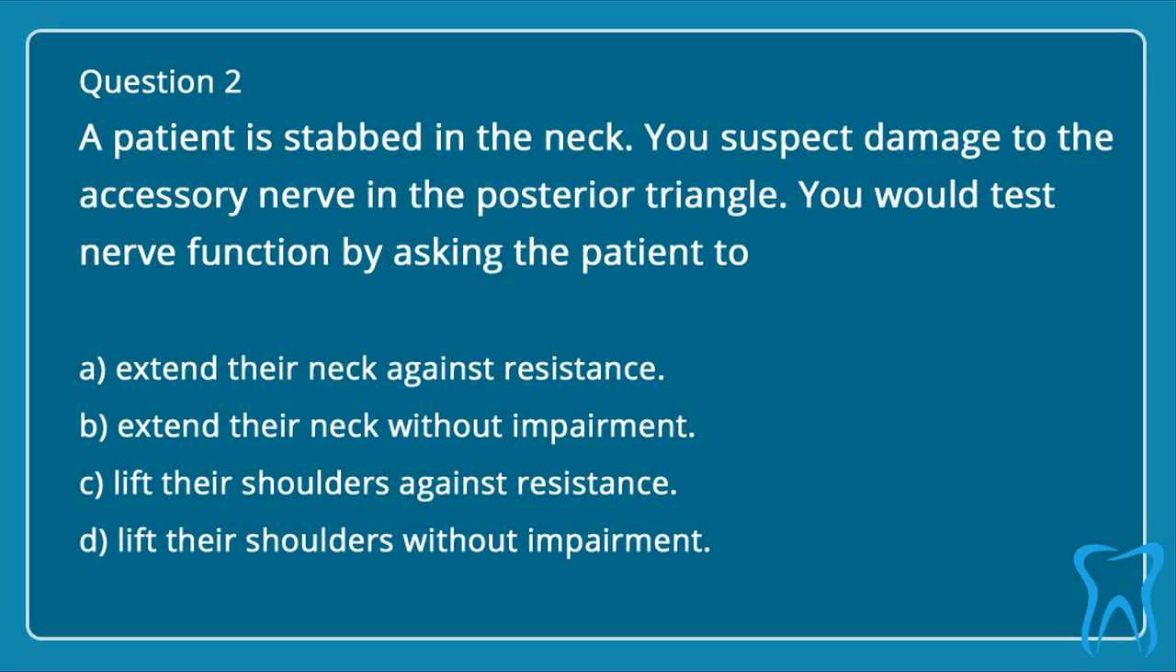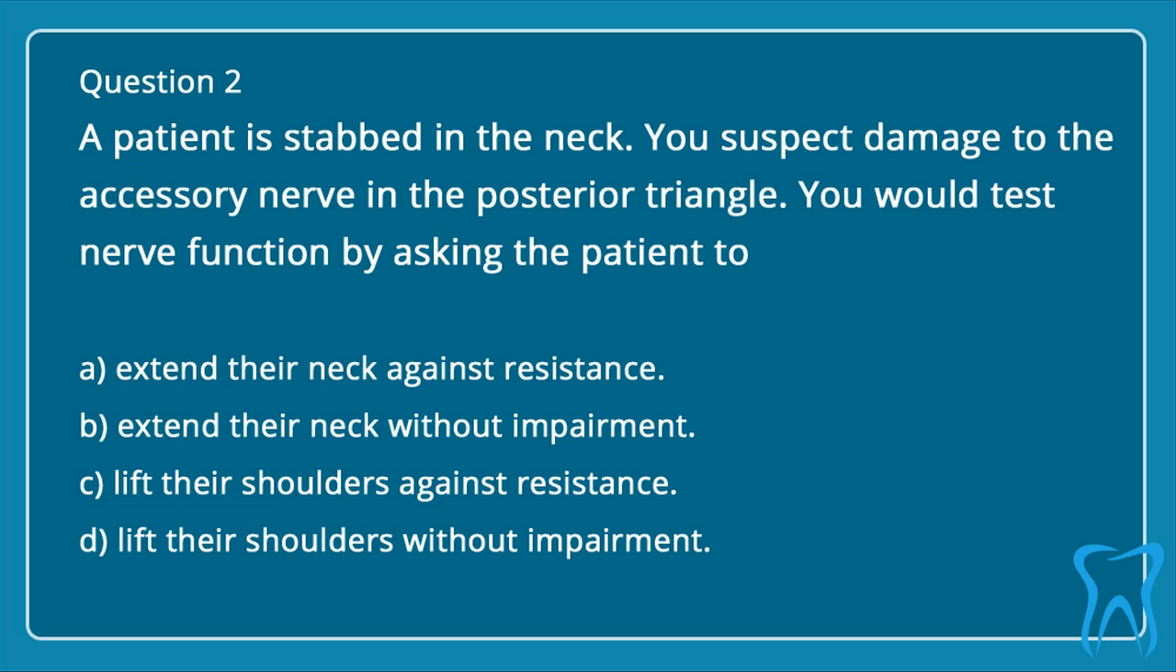Question 2. A patient is stabbed in the neck. You suspect damage to the accessory nerve in the posterior triangle. You would test nerve function by asking the patient to a. Extend their neck against resistance. b. Extend their neck without impairment.